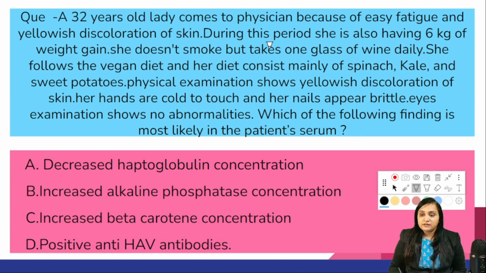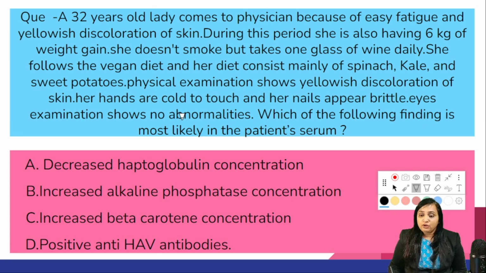During this period, she is also having 6 kg of weight gain. She doesn't smoke but takes 1 glass of wine daily. She follows a vegan diet, and her diet consists mainly of spinach, kale and sweet potatoes. Physical examination shows yellowish discoloration of skin. Her hands are cold to touch and her nails appear brittle. Eyes examination shows no abnormalities.